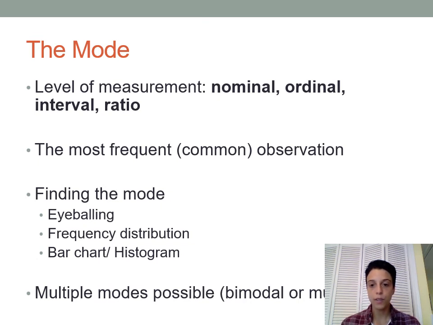But before I do that, I also want to note that sometimes you'll have more than one mode. So in other words, if two different observations appear the same number of times in your data set, they can both be the most frequent or most common observation. So this ends up being a downside of the mode. You can get a most typical case, but sometimes you have multiple most typical cases, which is not ideal. So now I'm going to hop over to the document camera and show how to find the mode using each of these different strategies.